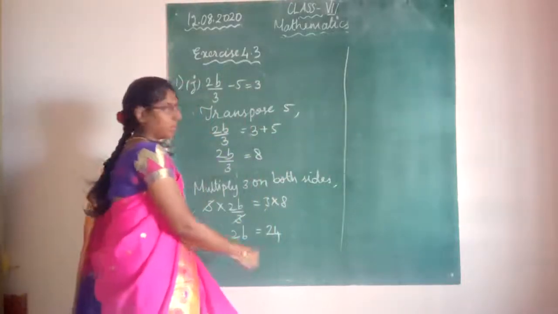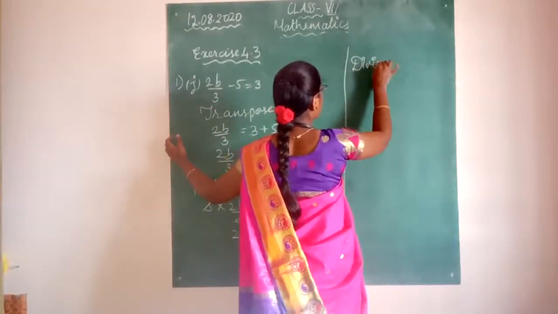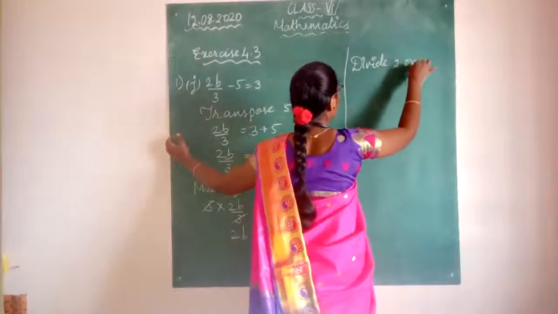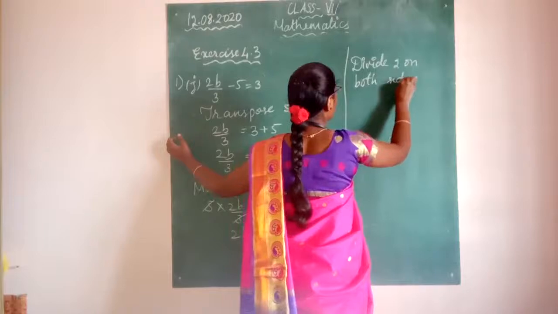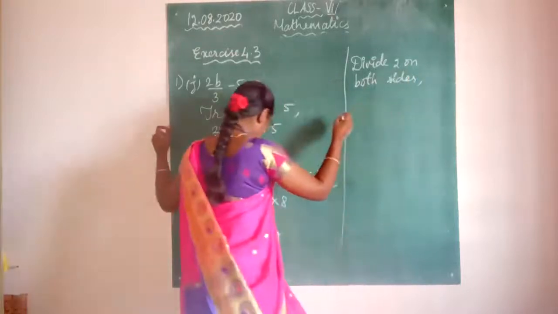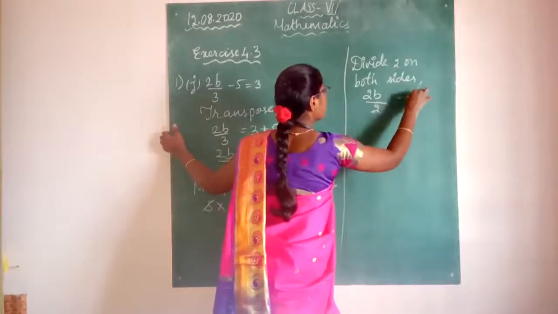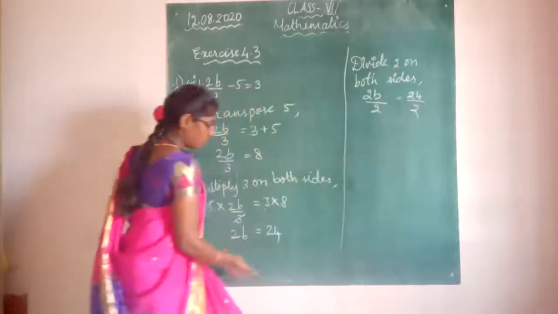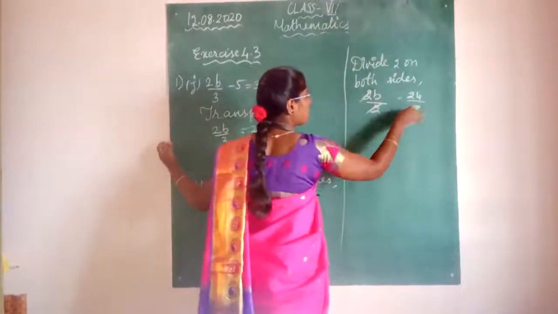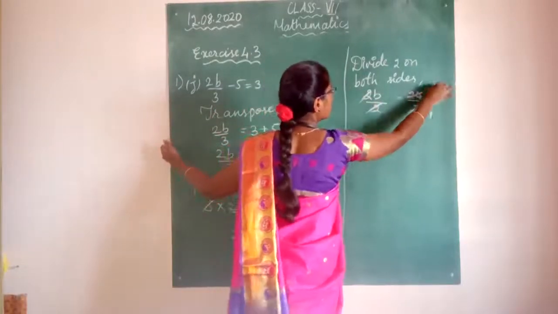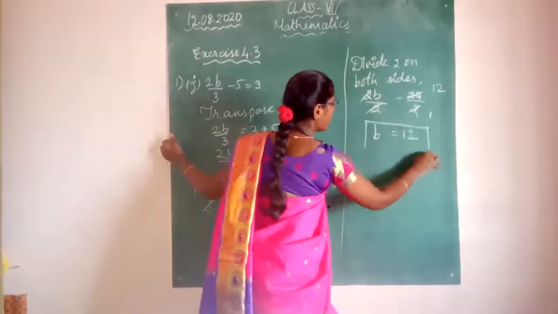Next you have 2b here. 2 and b is multiplied. So you will write divide 2 on both sides. So then what will you get? You will get 2b by 2 equal to 24 by 2. Yes or no? 2b by 2, 24 by 2. So 2 and 2 will get cancelled. 2 and 24 will get cancelled. 2 ones are 2, 2 12s are 24. So b is equal to 12. This is the final answer.